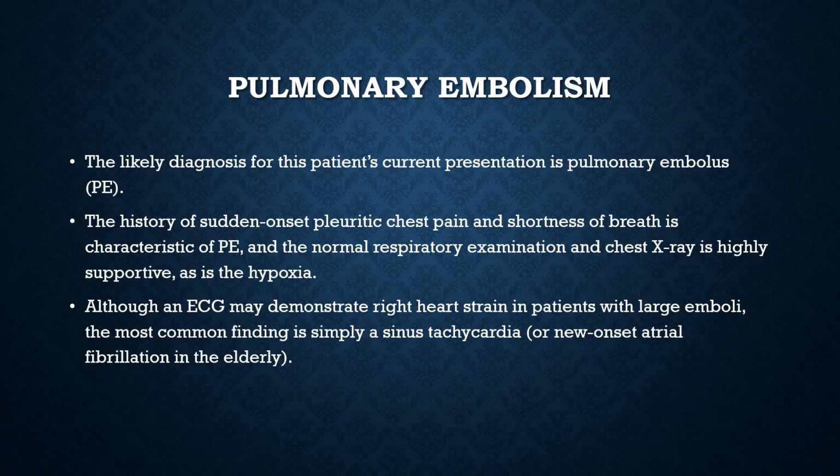The history of sudden onset pleuritic chest pain and shortness of breath is characteristic of pulmonary embolism, and the normal respiratory examination and chest X-ray is highly supportive, as is the hypoxia. So hypoxia here is very important. Although an ECG may demonstrate right heart strain in patients with large emboli, the most common finding is simply sinus tachycardia, or new onset atrial fibrillation in the elderly.